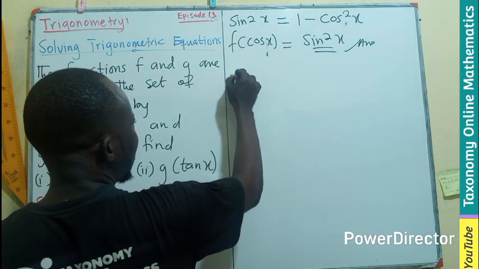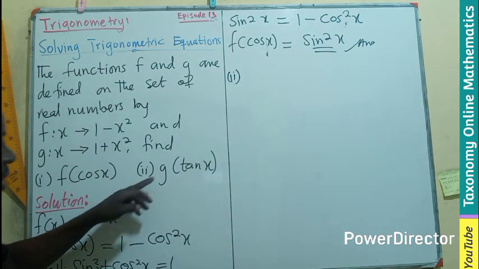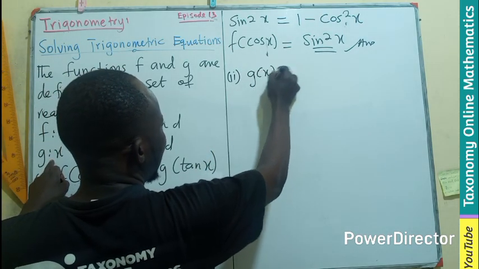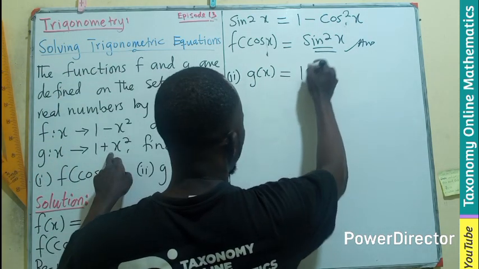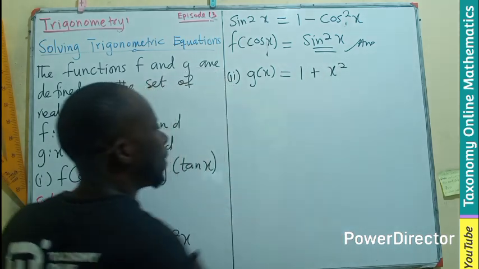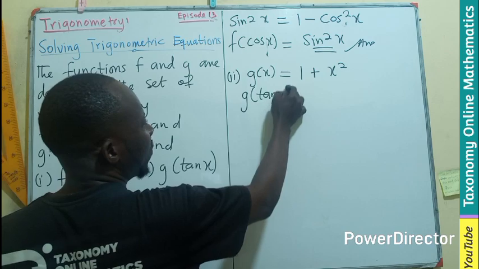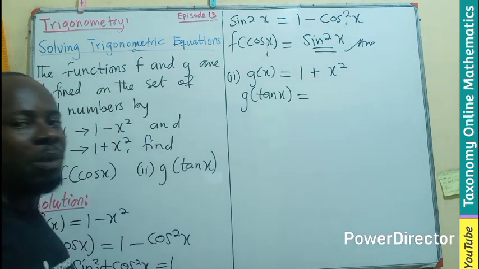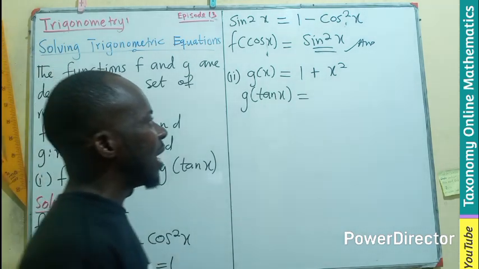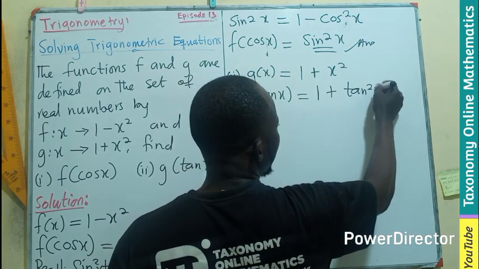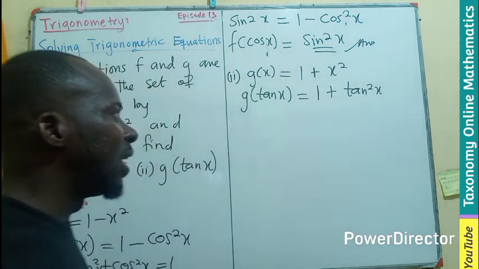Then for the second one, we also have this. So let's begin with g of x equals 1 plus x squared. So if I'm asked to find g of tan x, I am only asked to replace where I see the x with tan x, meaning 1 plus tan x all squared is what we are seeing in there.